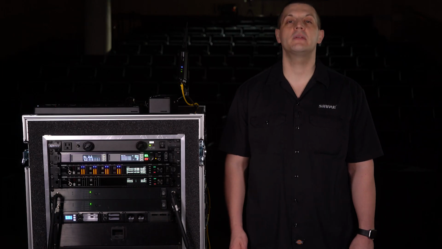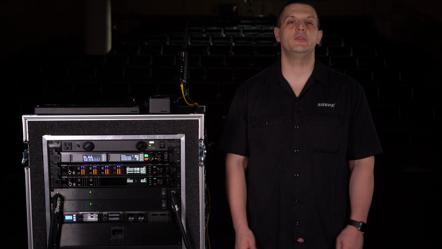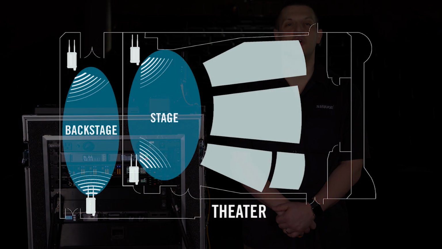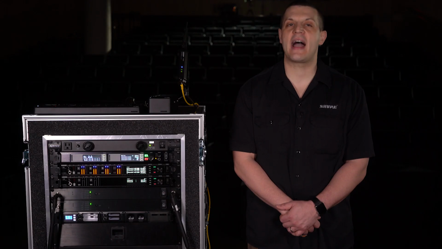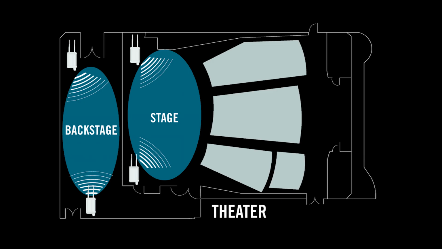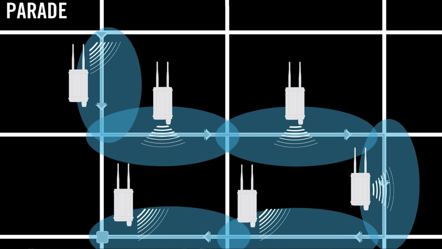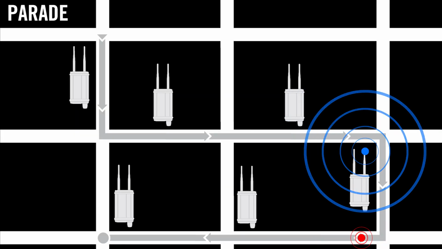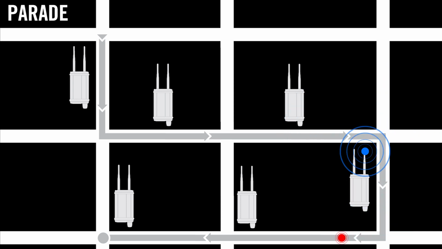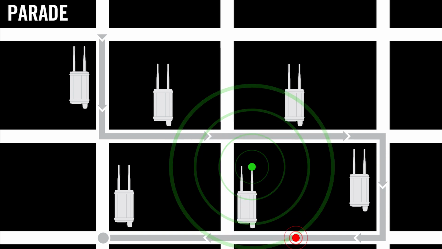ShowLink is also extremely useful for situations when you need to extend the control range and coverage over large areas. Switching to high power mode extends the control range of the access point. Strategically placing multiple access points opens up possibilities for uninterrupted control in large venues, parade routes, and multi-room installations. As the transmitter moves, control will automatically pass from one access point to another, providing seamless control.